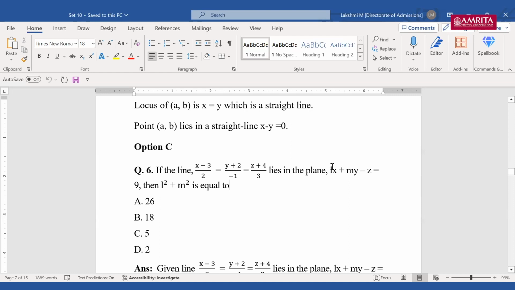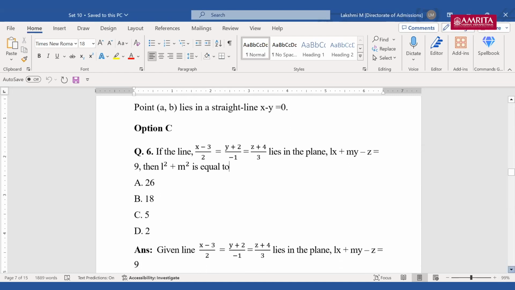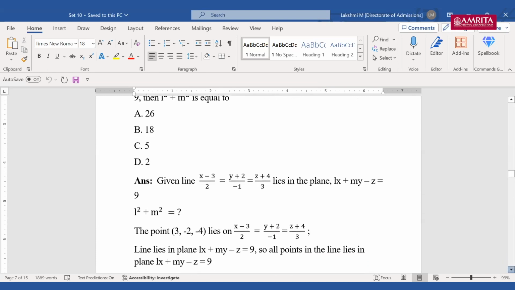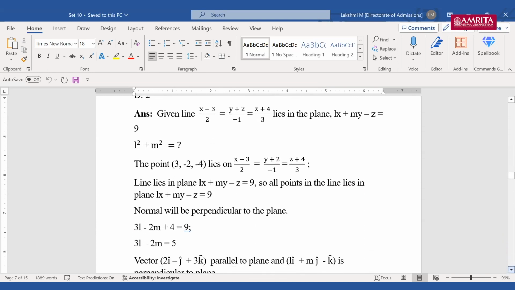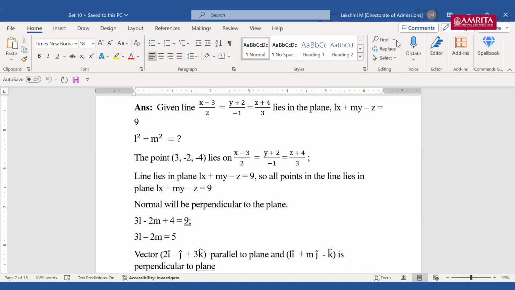So how will you be able to find out L and M? So yes, we'll just start doing it. Just focus on what is given in the question, because from there only we'll be able to identify different points that can help us to solve the question. The question is asking me to find out L square plus M square. And here I can find that the point 3, minus 2 and minus 4 lies on this line. This point will lie on this line, right?